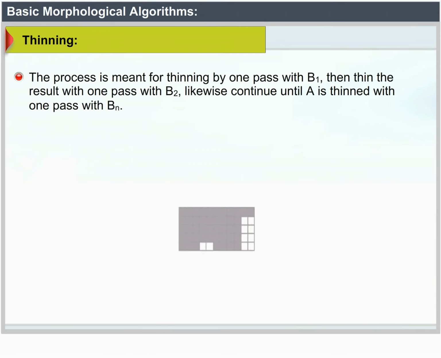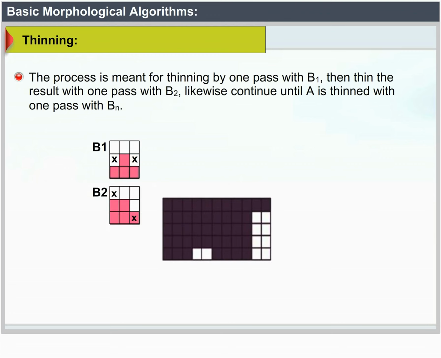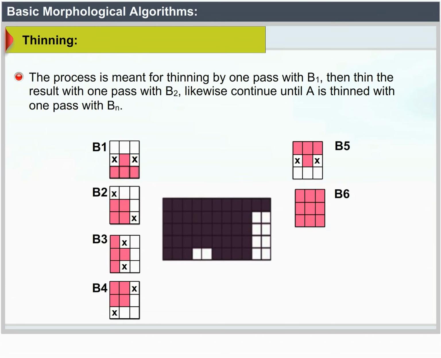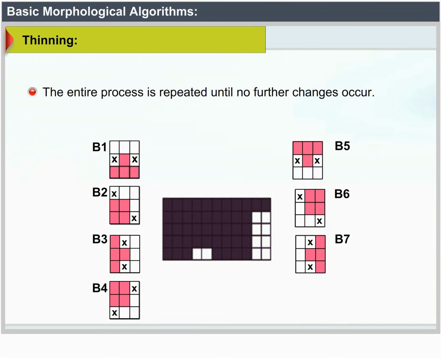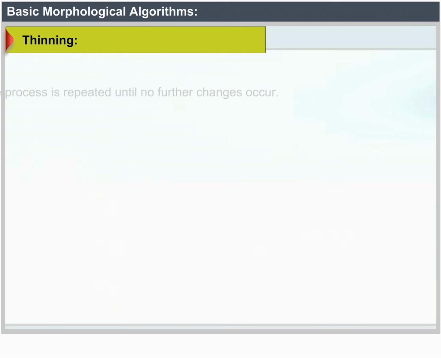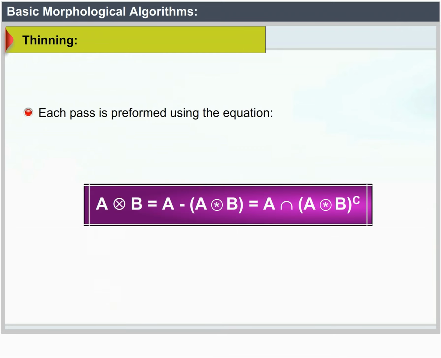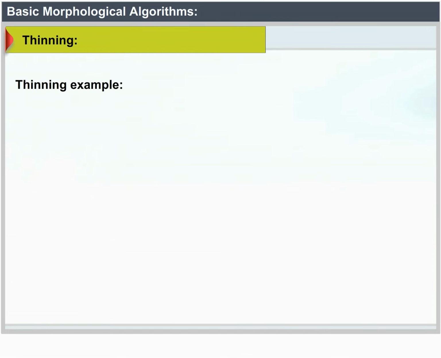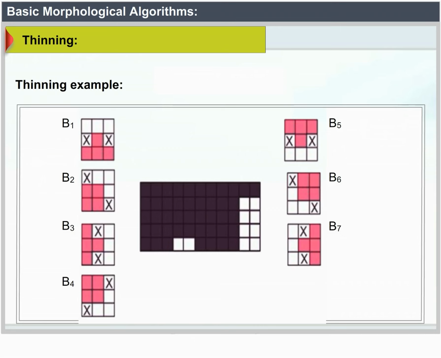The process is to thin by 1 pass with B1, then thin the result with 1 pass with B2, and so on, until A is thinned with 1 pass with Bn. The entire process is repeated until no further changes occur. Each pass is performed using the equation as shown. The example for thinning can be diagrammatically represented as shown.